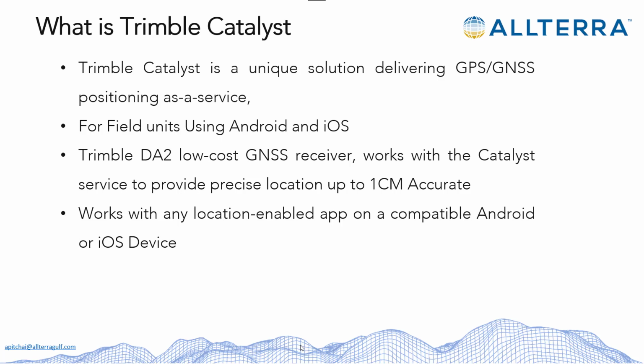If you are going to use it on an Android or iOS device, the location information is shared by the Trimble Catalyst to the Android or iOS device. Then the high accuracy information received from the Catalyst is used as a location service in the device for any application that is running on the device. We will see this in detail. When you look at the demo, you will be able to understand how it works.